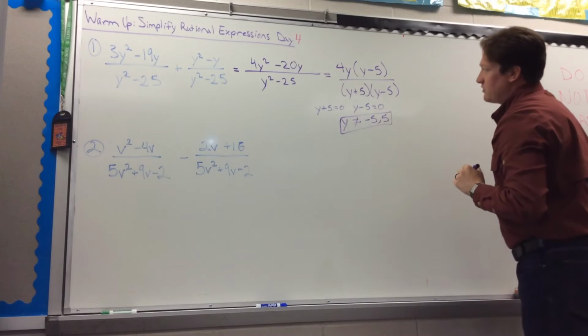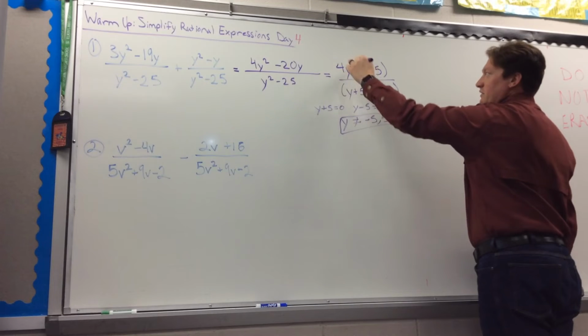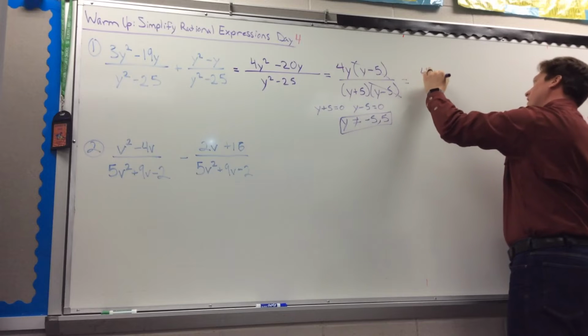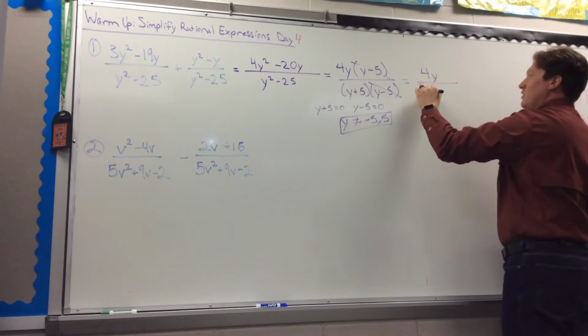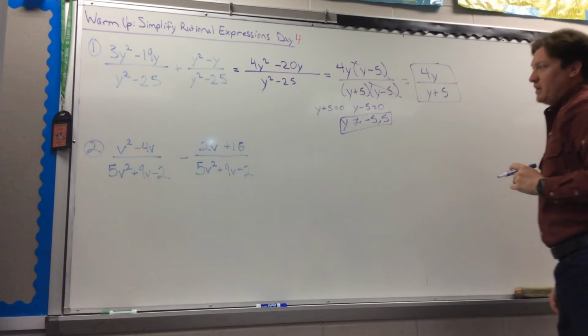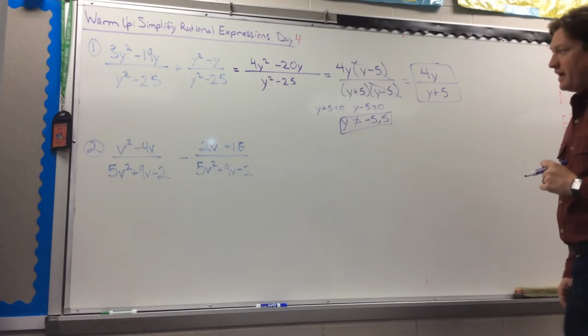Now we're going to cancel things out. The y minus 5s are the same. There's no 4y on the bottom, so those two go away. And you're left with your final answer, 4y over y plus 5. That takes care of an addition question. Let's look at the subtraction question that's next.